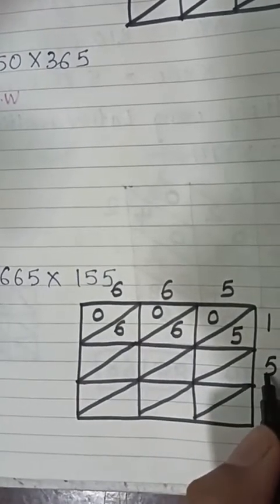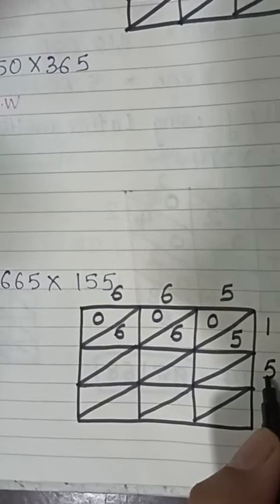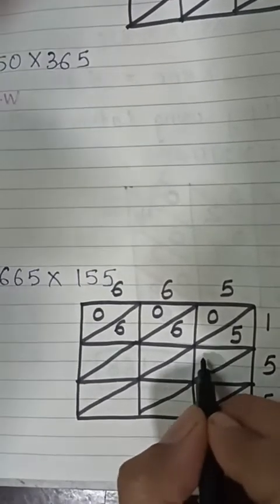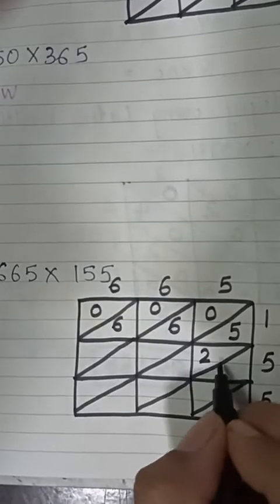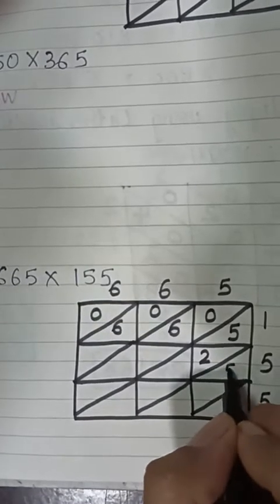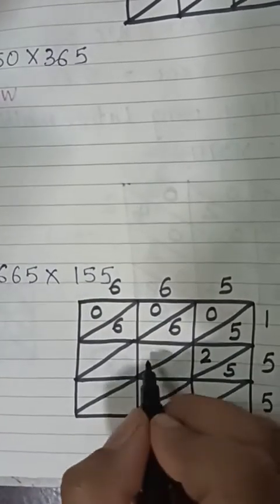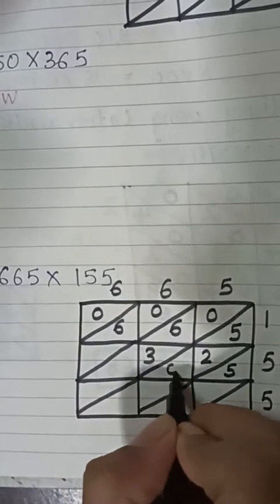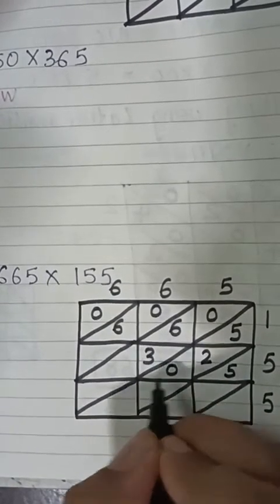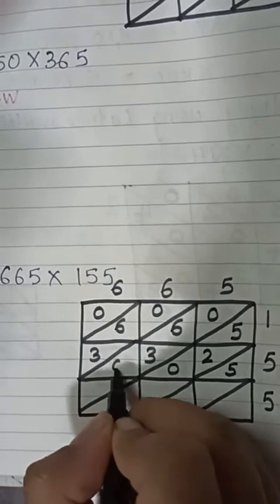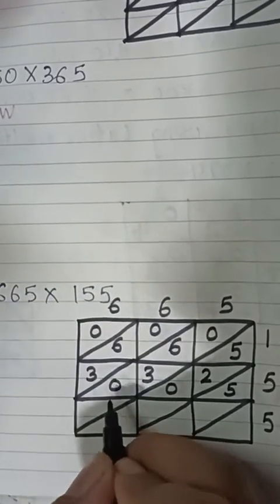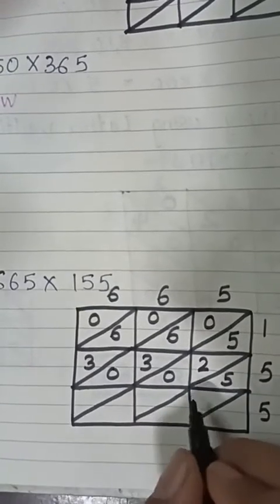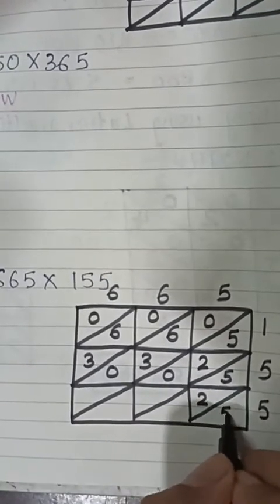Now I will multiply by the next digit, that is 5. 5 5s are 25. So 2 I will write in the top diagonal and 5 I will write below this. 5 6s are 30. So 3 on the top and 0 in the bottom. Then again 5 6s are 30. So 10th digit on the top and 1st digit in the bottom. Again 5 5s are 25. So this is going to be the same.